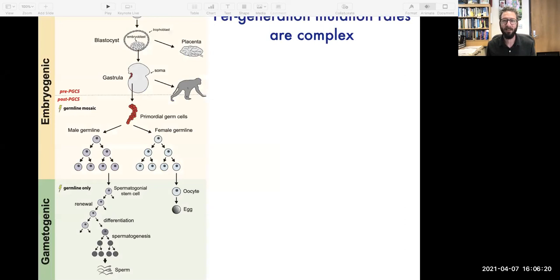The other reason I think they're interesting is that they're quite complex, right? Mutation rate, even though we represent this trait as this one letter, mu, it's actually made up of all of these little traits, right?